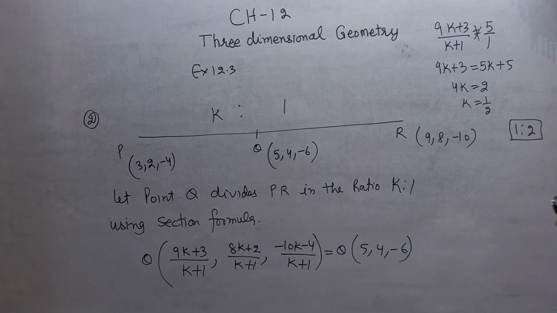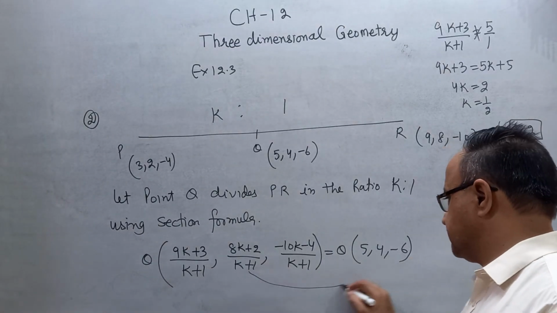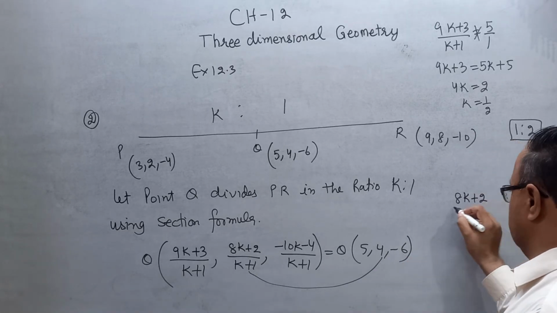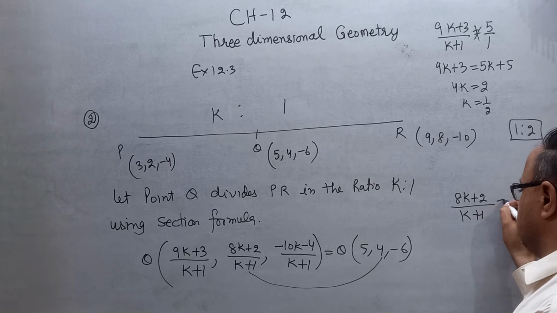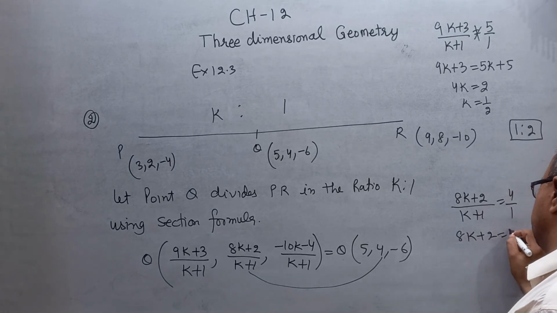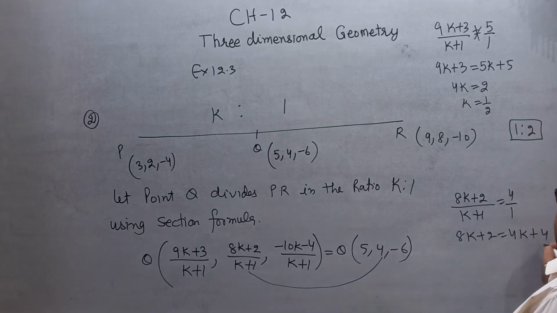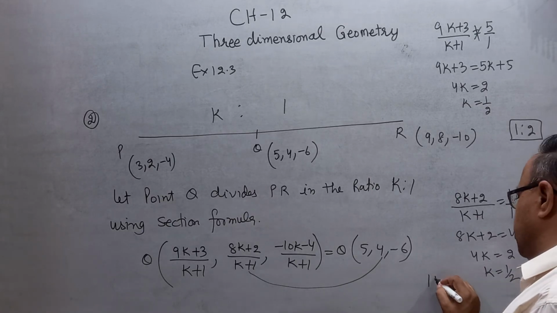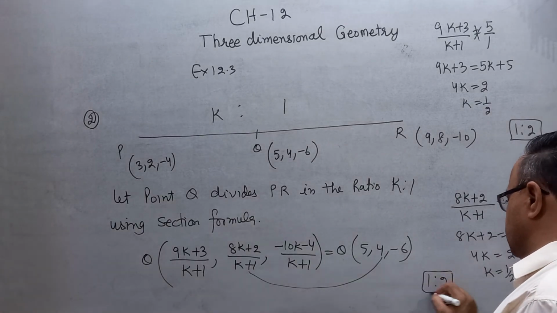Clear? Similarly, for verification, you can solve another part. 8K plus 2 by K plus 1 is equal to 4. Cross multiply. 8K plus 2 is equal to 4K plus 4. That is 4K is equal to 2. That is K is equal to 1 by 2. Therefore, your answer is ratio 1:2.